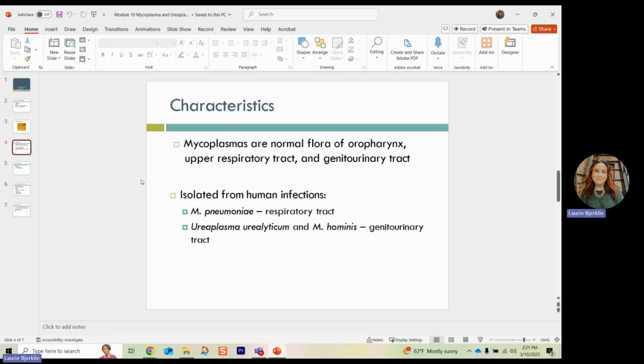Okay, so main characteristics. The mycoplasmas are normal flora of your oropharynx, your upper respiratory tract, and your genitourinary tract. And so, of course, they can cause disease where they're found. So Mycoplasma pneumoniae is probably the one that most people have heard of in general. That's what we call the walking pneumonia. So definitely infecting the respiratory tract. Pneumonia is, of course, a lower lung infection. And then you have Ureaplasma urealyticum and Mycoplasma hominis, both of which infect the genitourinary tract.